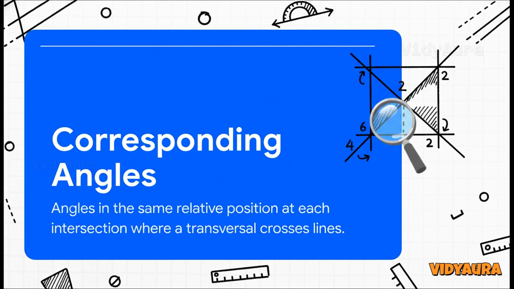So, when that transversal line slices through, it makes a whole bunch of angles, right? Well, the ones that are in the same corner at each crossing, those are called corresponding angles. See how angle 1 and angle 2 are both in that top left spot? That makes them a pair. Same thing for angle 1 and angle 3. This little relationship right here, this is the absolute key to our proof.